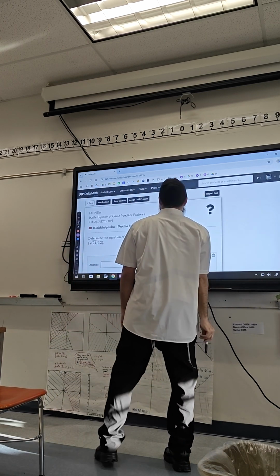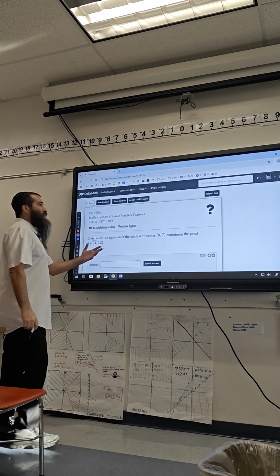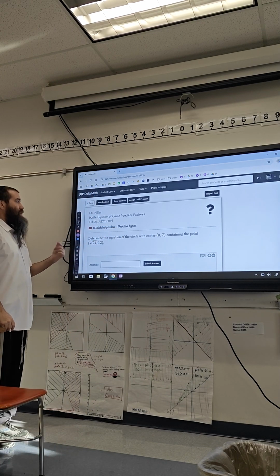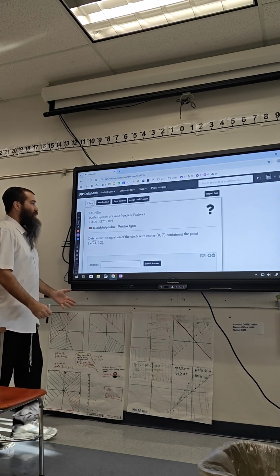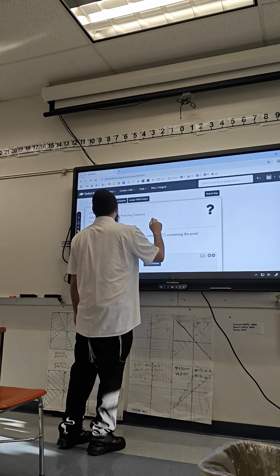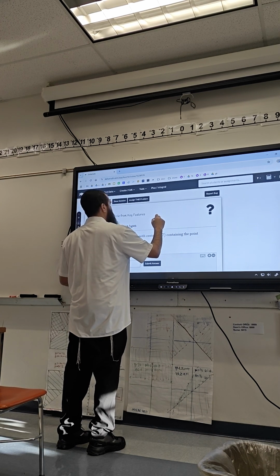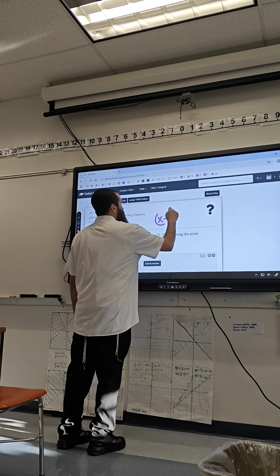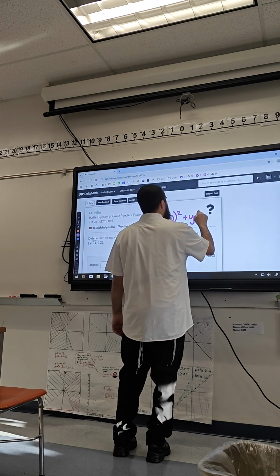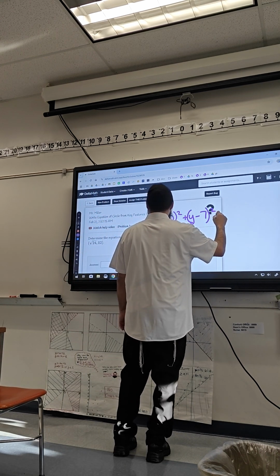Yeah. All right. Determine the equation of a circle. Now it's kind of the reverse of the last set. So the center is 0, 7. Oh, good. This shows us a nice little counter example. So x minus 0 squared plus y minus 7 squared equals.